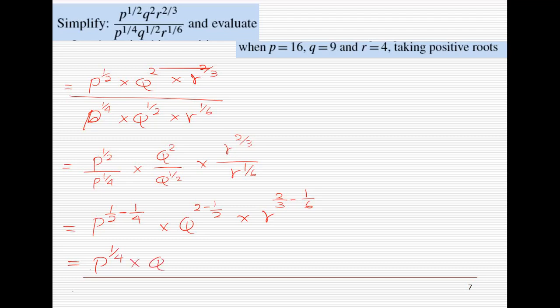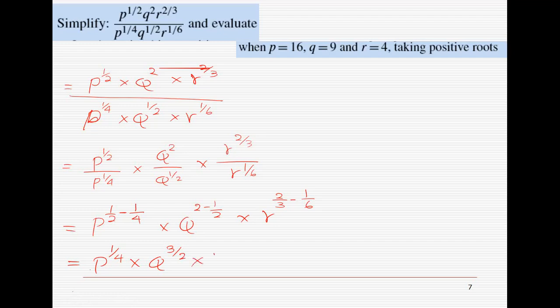Times q, we get 2 minus half. 2 minus half is 1 and a half, which means 3 divided by 2, right? If you simplify this slowly on rough paper, you will see that it's 3 divided by 2.